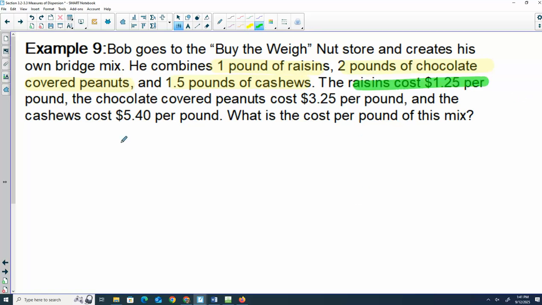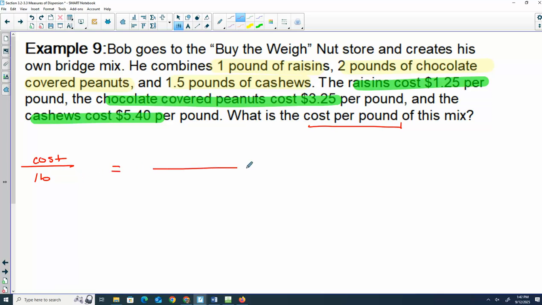Raisins are $1.25 per pound. Chocolate covered peanuts are $3.25 per pound. Cashews are $5.40 per pound. I want the cost per pound of his mix. If you're confused, units can help you a lot. Cost per pound. So that means the top of my fraction has to be the cost. The denominator has to be the pounds.